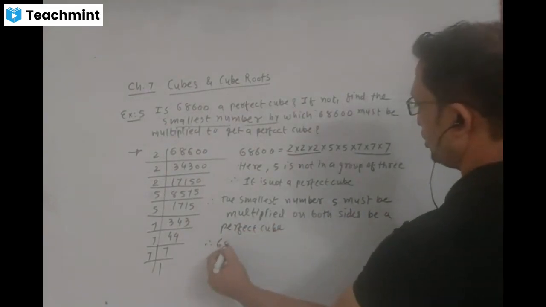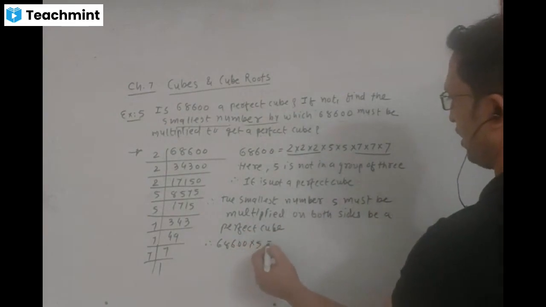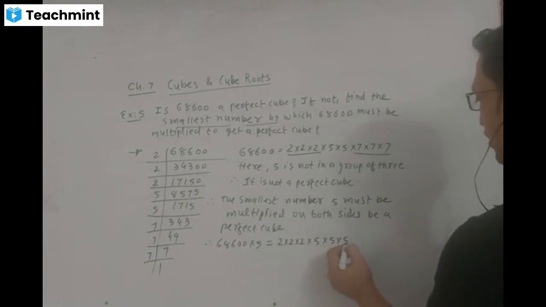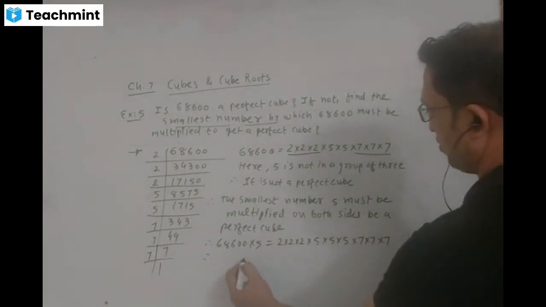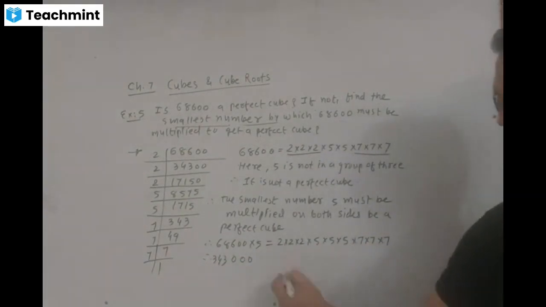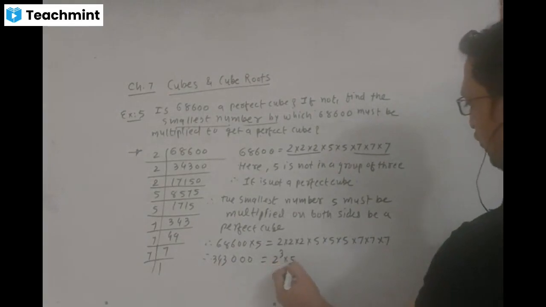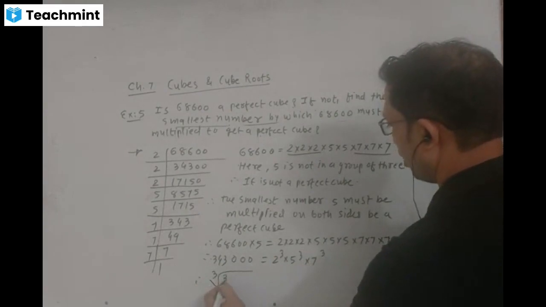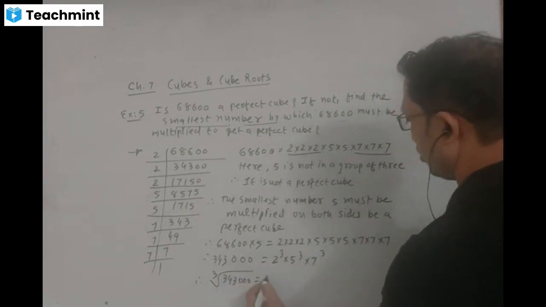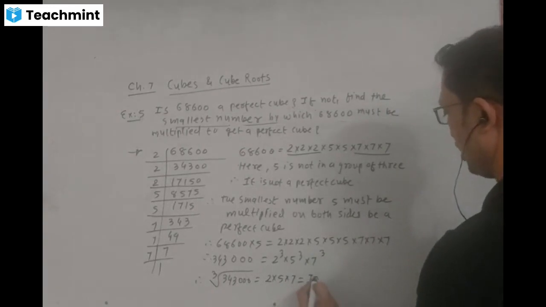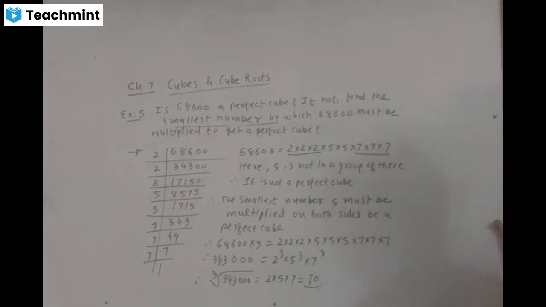Therefore, 68600 multiply 5: 2 into 2 into 2, 5 into 5 into 5, 7 into 7 into 7, and then we multiply, 343,000. That is equal to 2 raised to 3, 5 raised to 3, 7 raised to 3. Therefore, cube root of 343,000, 2 into 5 into 7, that is equal to 70. That is the final answer.